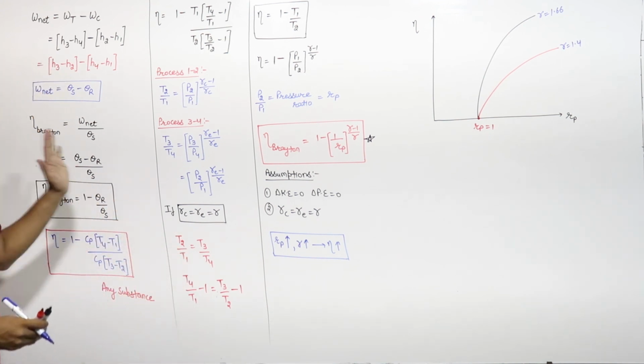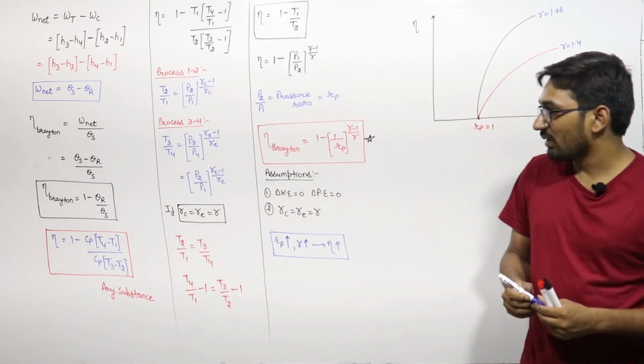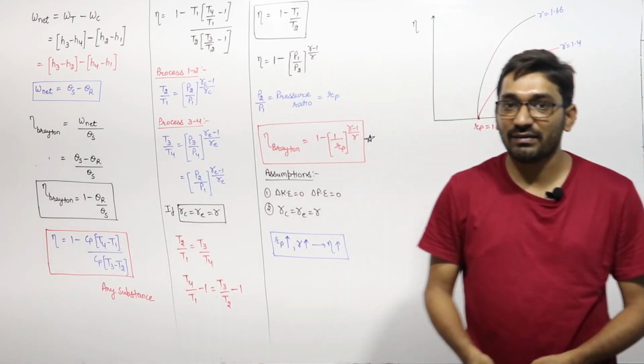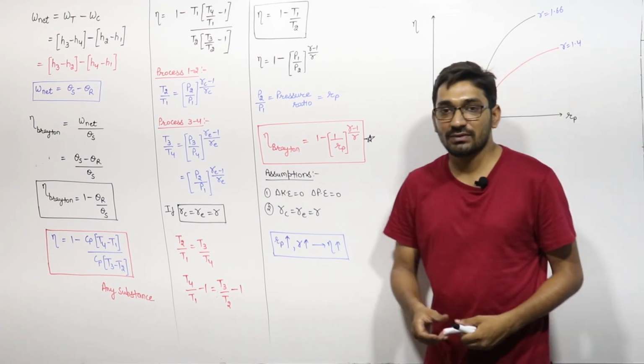So this is the thermodynamic analysis of the Brayton cycle. You just remember all the assumptions, all the formulas, where you have to apply, which formula you need to know, so that you will not make any mistake while solving the questions.